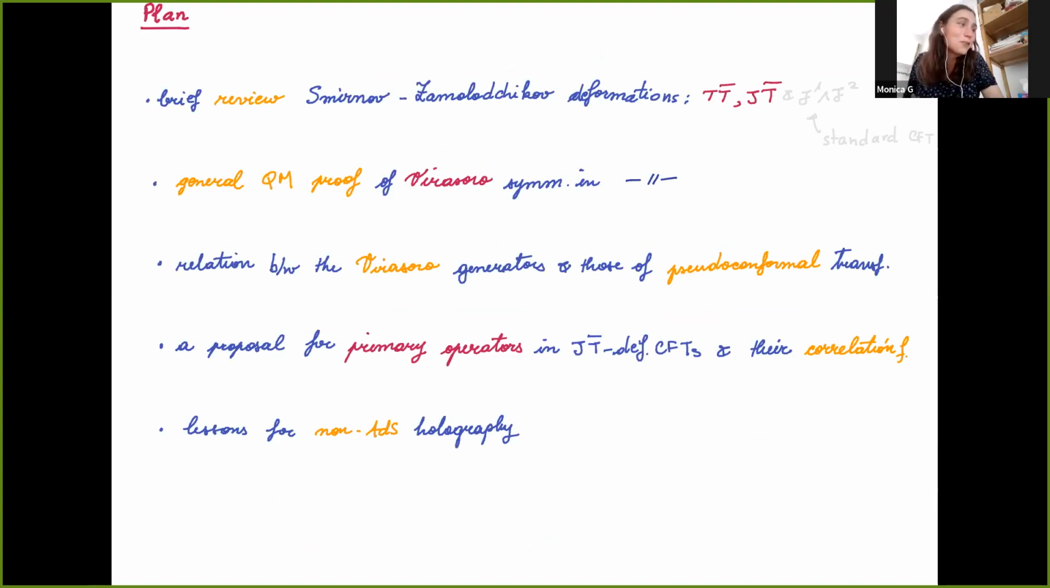Okay, so the plan of the talk is the following. I'll first briefly review the Smirnov-Zamolodchikov deformations, but really briefly. So TTbar, JTbar, and also a really trivial one, which is 2 U(1) currents, which will be useful for pedagogical purposes. But this is not an irrelevant deformation. This is marginal. Then I'm going to give you a general quantum mechanical proof of the existence of Virasoro symmetry in these theories. And then I'll talk a little bit about the relationship between these Virasoro generators and the generators of these pseudo-conformal transformations, the field-dependent coordinate transformations. Then I'll talk about primary operators in JTbar, and really briefly, time permitting, I think I just have one slide on this.